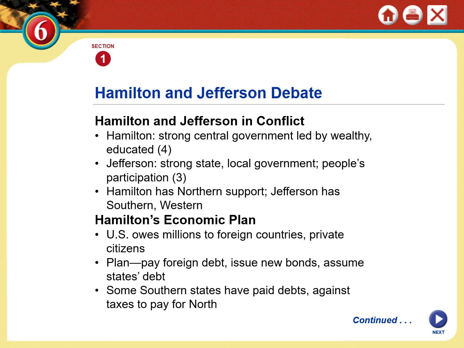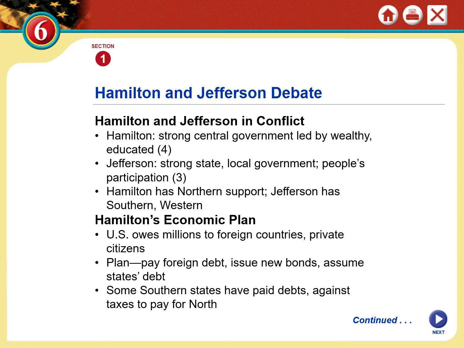Jefferson believed that everyone should be responsible for their own fates, and that this could best be accomplished through strong state and local governments, that individual liberty perhaps was even more important than the stability of a strong national government. And so he believed that individual citizens' participation in a democracy was paramount to its success.